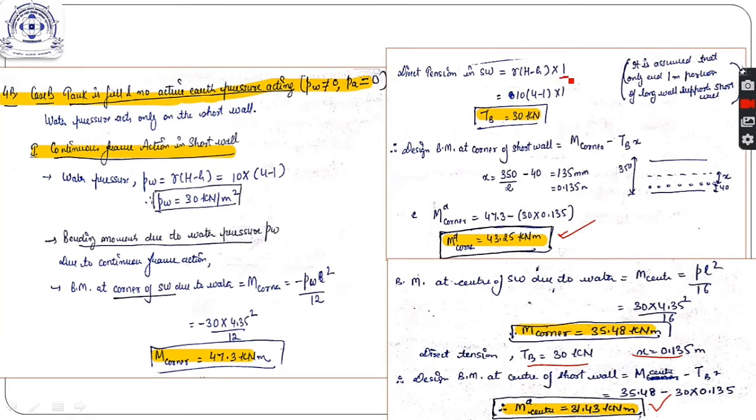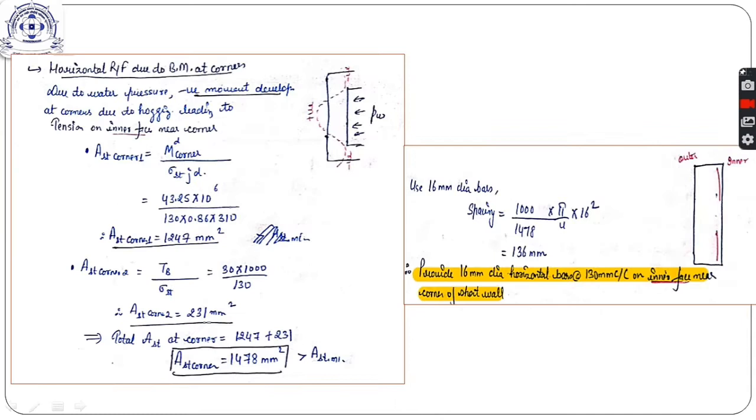this 1 meter is very important here. Okay, keep this in mind whenever you are doing L by B greater than 2 for short walls. The tension will be gamma h minus h into 1, not gamma h minus h into L by 2, because only 1 meter portion of the long wall is supporting the short wall. Okay, so now we will calculate the horizontal reinforcement due to bending moment at corner.